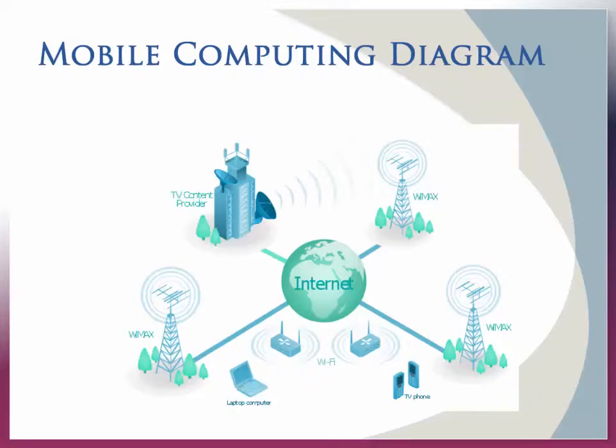So when we look at mobile computing, this is a diagram that pretty much depicts what happens with mobile computing. Of course, you have the world of the internet. In order to access the internet, you need access points. So you see different locations here. You see Wi-Fi. So Wi-Fi is very important.